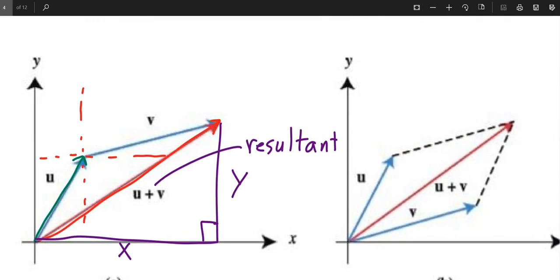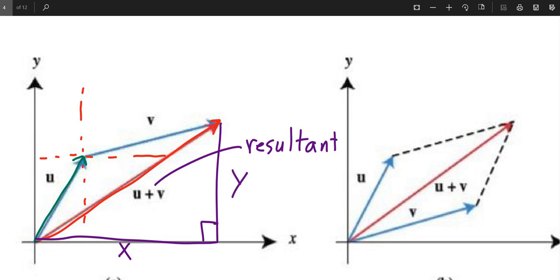Now, if you look at this other picture, you can see the two original vectors, u and v. Do you see how it almost looks like a parallelogram? And so u plus v reminds me of the diagonal of a parallelogram. That's really what's going on here, folks.